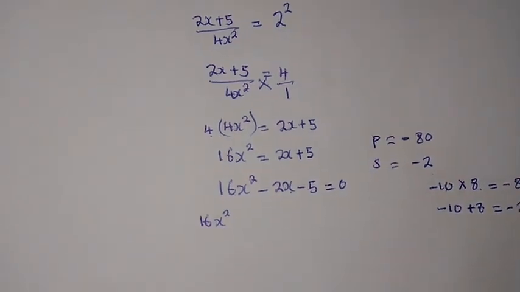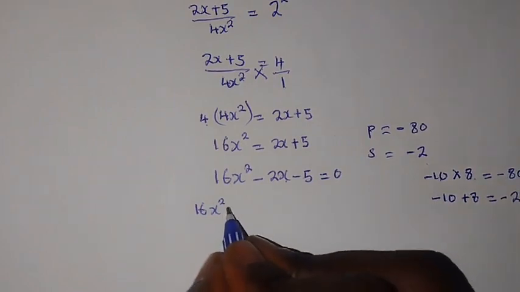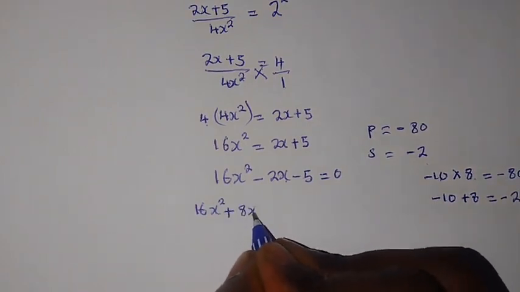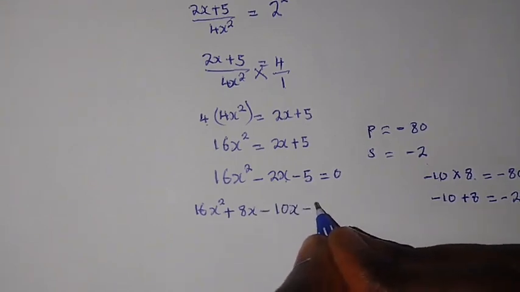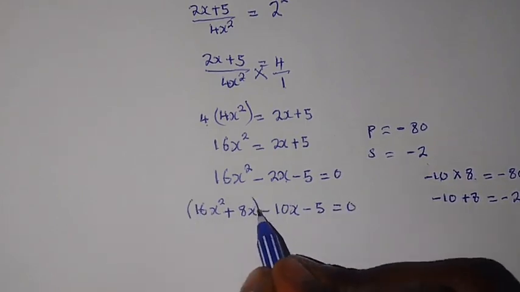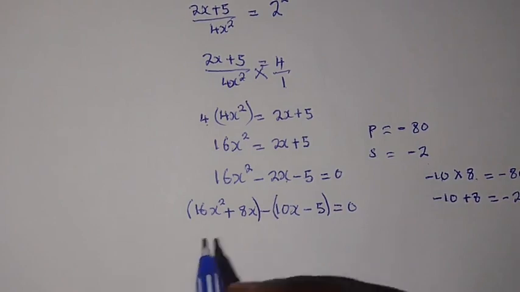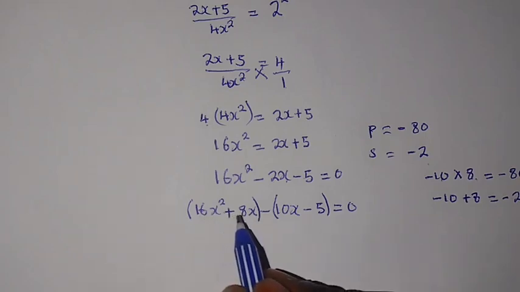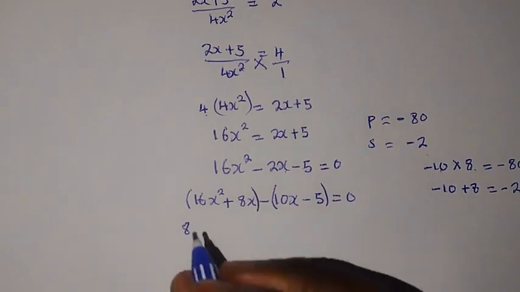So from here, what are we going to write? So I'll write positive 8x, then negative 10x, then minus 5 equal to 0. So we can just put them in brackets so that we factorize what is common. So we have 16x² + 8x. So you can see that between 16 and 8, 8 is the highest common factor here. You factor out 8, okay?